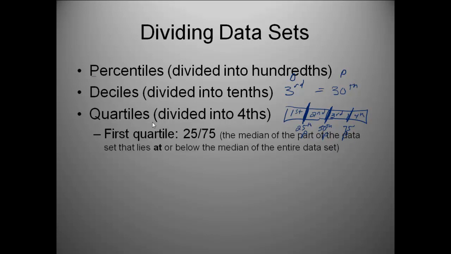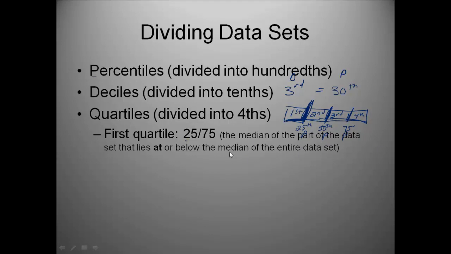And our first quartile breaks up our data into the bottom 25 and the top 75. So that first quartile, when you cut that data right there, you have the bottom quarter and then you have the top 3 quarters. And one way to think about this is it is the median of the part of the data set that lies at or below the median of the entire data set.